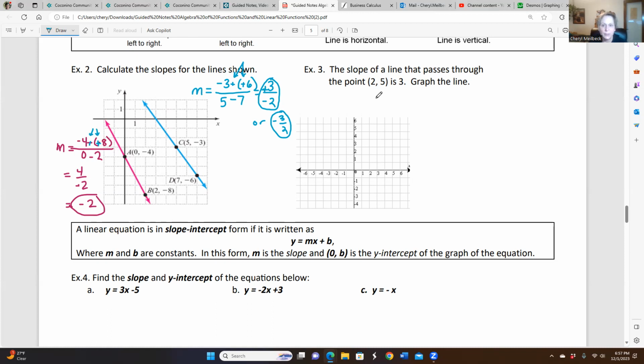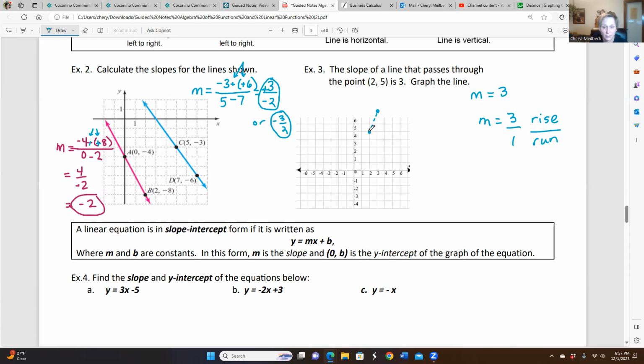Now on example 3, it says the slope of the line that passes through the point (2, 5) is 3. Graph the line. So let's find the point (2, 5), and the slope is 3. Well, it's nice when you write a slope to write it in the form of a fraction. So that would be 3 over 1, which means we rise 3 and we run 1. So from here, if I go up 3, kind of off the graph here, and over 1, that's going to give me a positive slope because I'm rising from left to right.